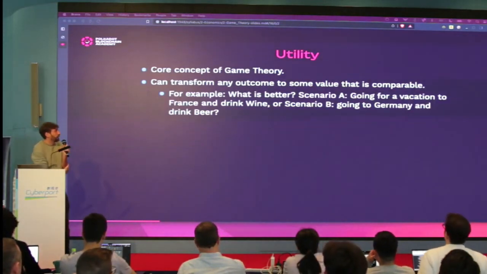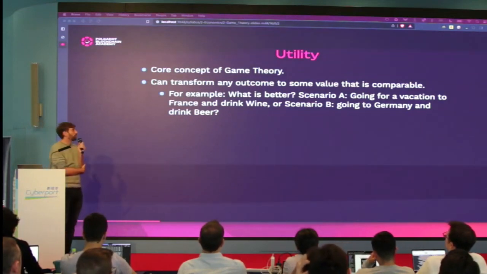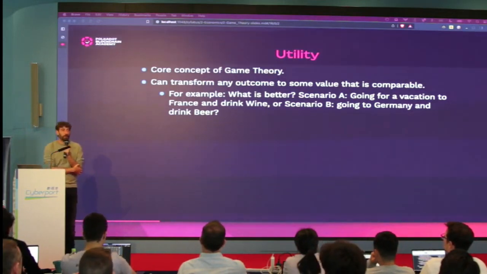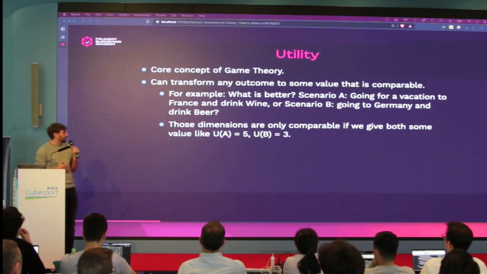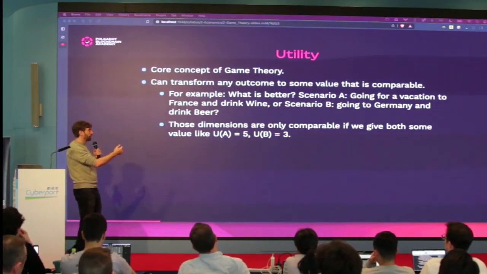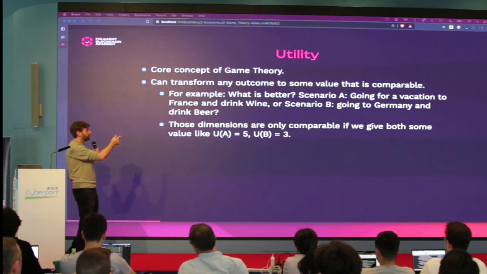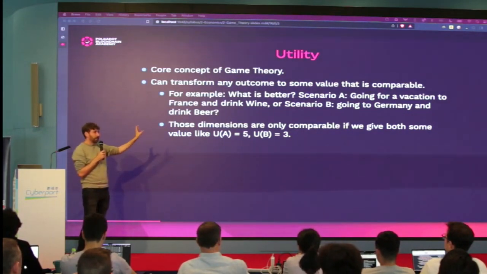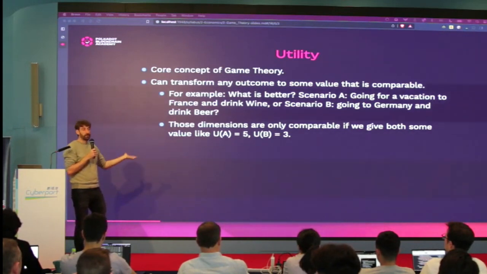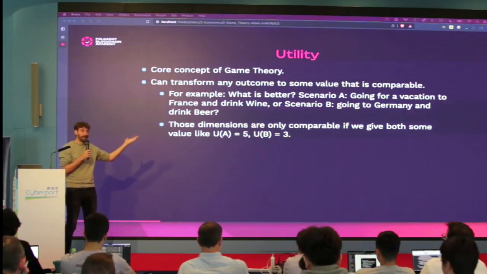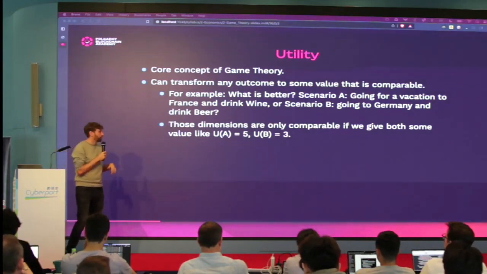So, for example, what is better? Scenario A, going for a vacation to France and drinking wine, or scenario B, going to Germany and drinking beer? From a game theoretic perspective, you need to attach some values to this, because otherwise you cannot analyze this game. So you would need to know the agent, and the utility of situation A might be 5 for one agent, and the utility of situation B might be 3 for that agent. But the utility function, the function that actually translates this situation to the value, might be different between different people. Somebody doesn't like beer, of course, so for them it might be a very low utility. I mean, Germany is still nice, but if you don't like the beer, maybe you want to go to France then.